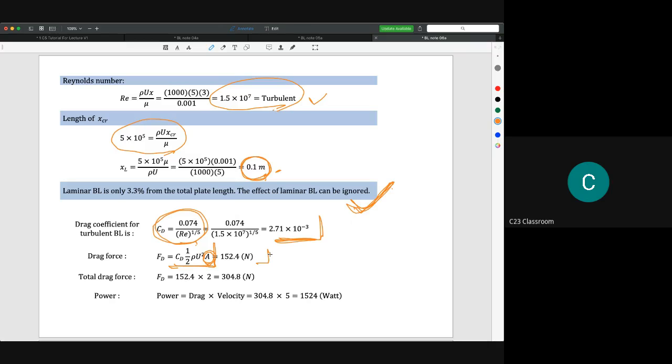But you must remember, if we have a plate like this, the top surface will give you drag force as well as the bottom surface. So you need to multiply by 2, and then you get 304.8 newtons. Then to calculate the power, you have drag times velocity. So it is around 1524 watts.